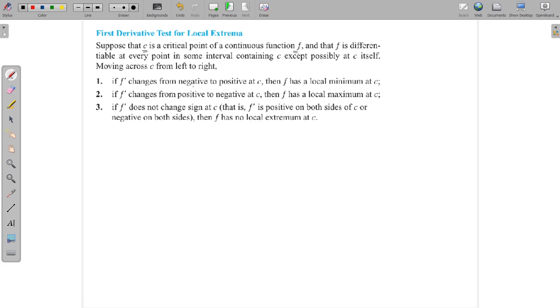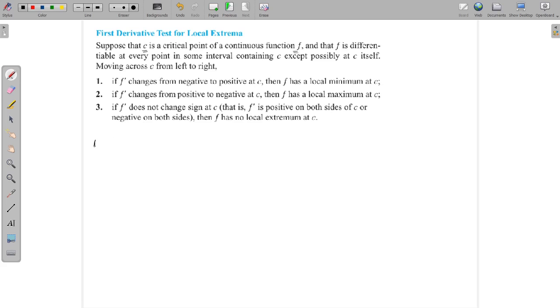If f dash changes from negative to positive at c, then f has a local minimum. And the second condition, if f dash changes from positive to negative as we move through this c, then f has a local maximum. And if f dash does not change sign at c, then f has no local extrema at c. That means neither a local maximum nor a local minimum at c. So this is what we call the first derivative test for local extrema.